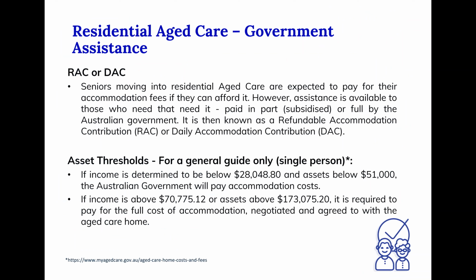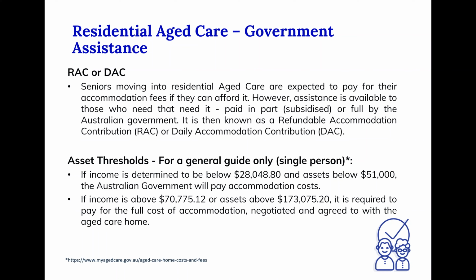So, residential aged care, I was speaking about the government assistance that they can provide for the accommodation costs. Seniors moving into a residential aged care facility are usually expected to pay for their accommodation fees if they can afford it. However, assistance is available to those that do need it, which can be subsidised, paid partly or in full by the Australian government. And this is usually determined after the income and assets test has been completed with Centrelink.